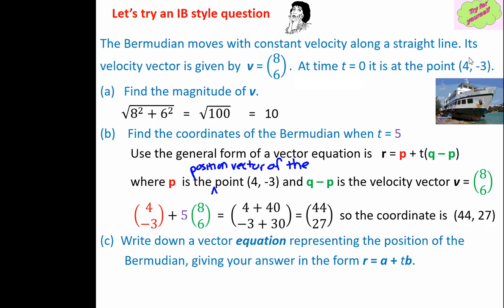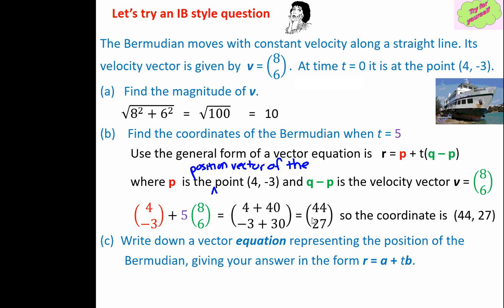Put in the position vector for the point where it's located, and t is 5, so sub in t is 5 according to the question, and plug in your direction vector, which is the velocity vector. So doing this, you get 4 plus 5 times 8, negative 3 plus 5 times 6. So there you go. Here's the position vector, and therefore that is the coordinate (44, 27).